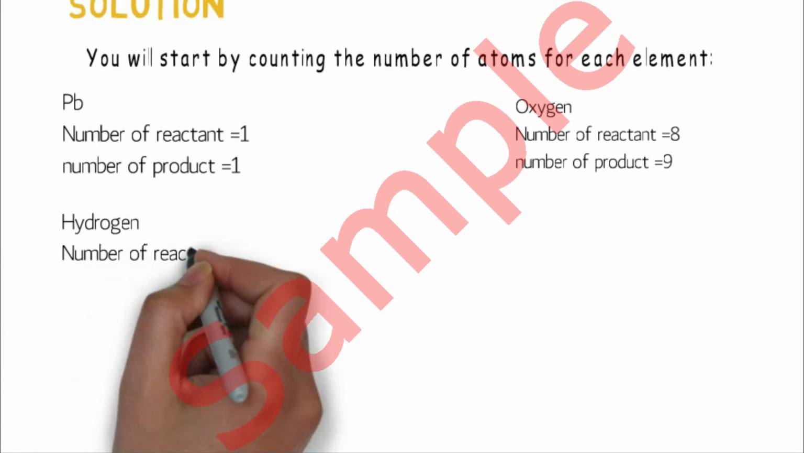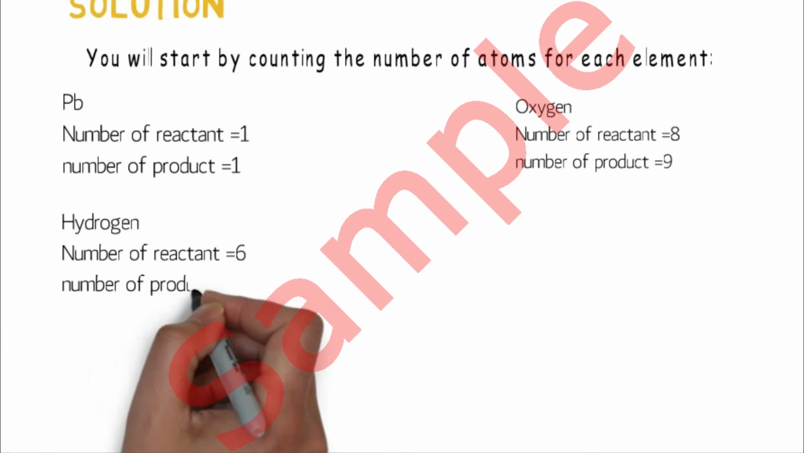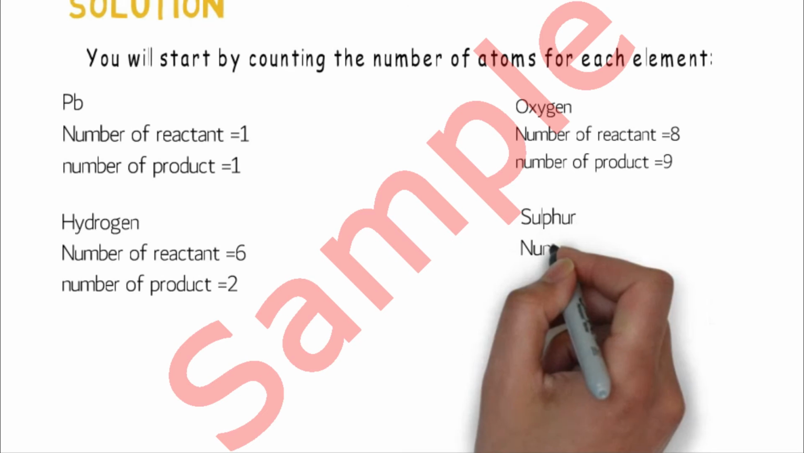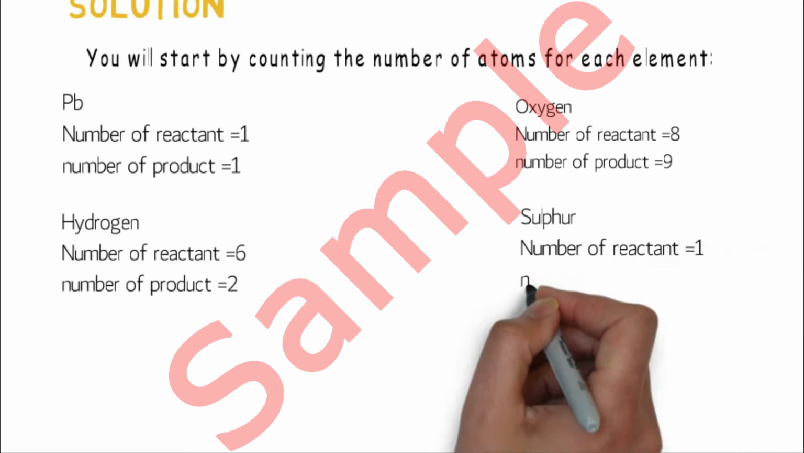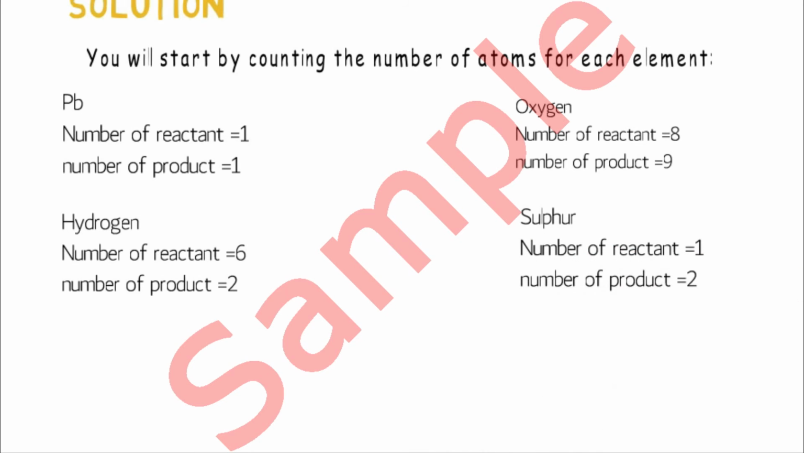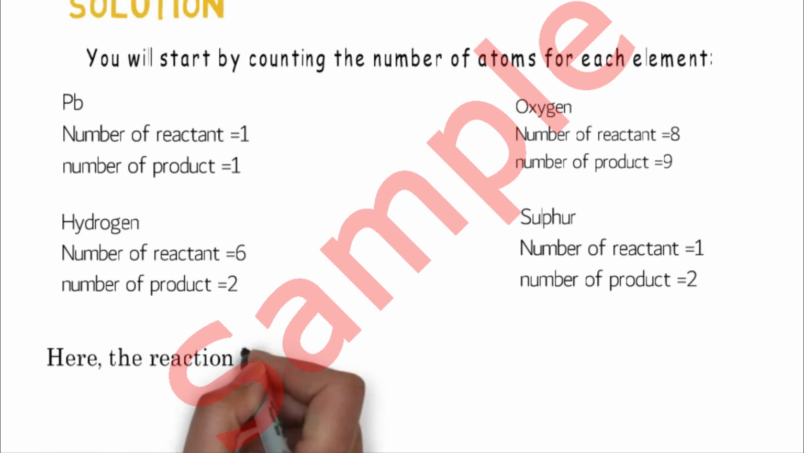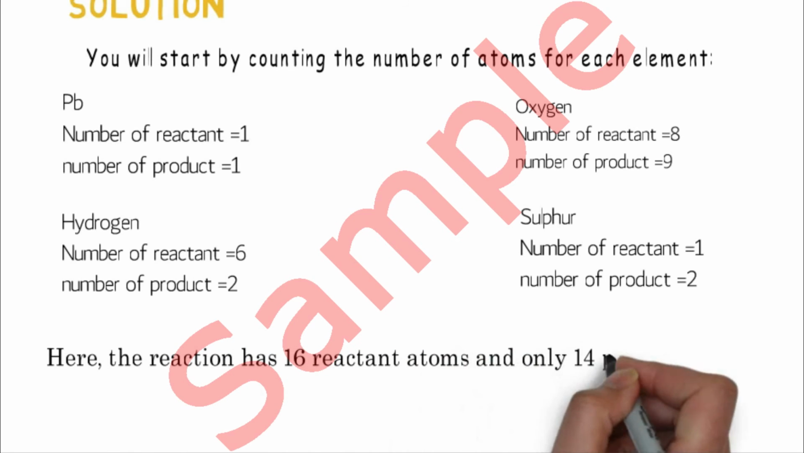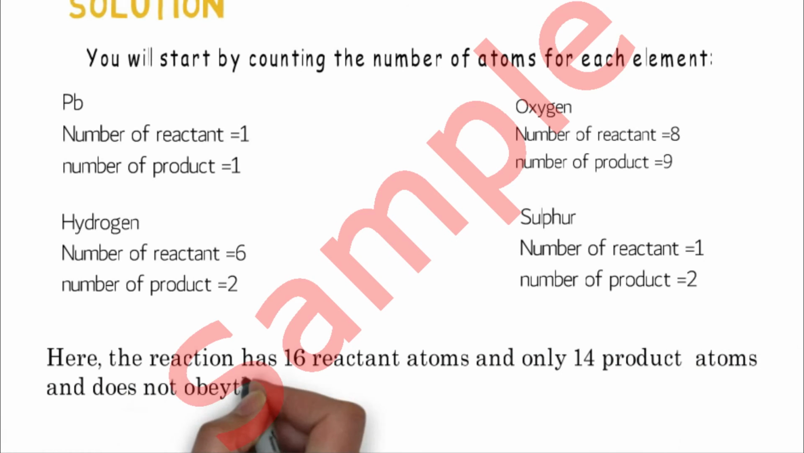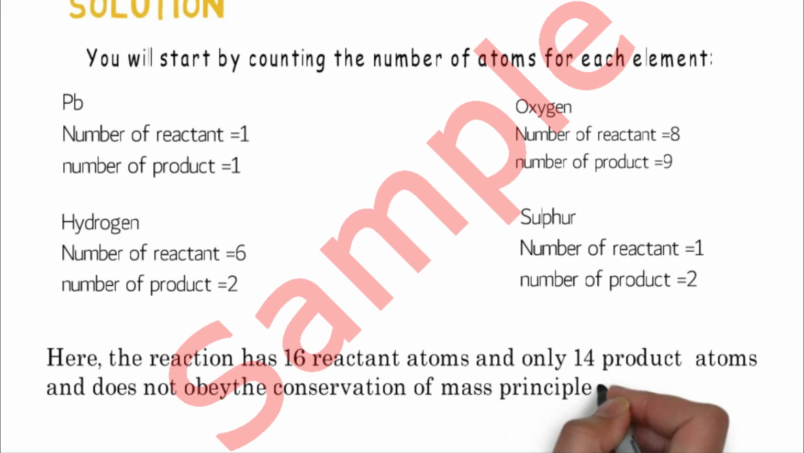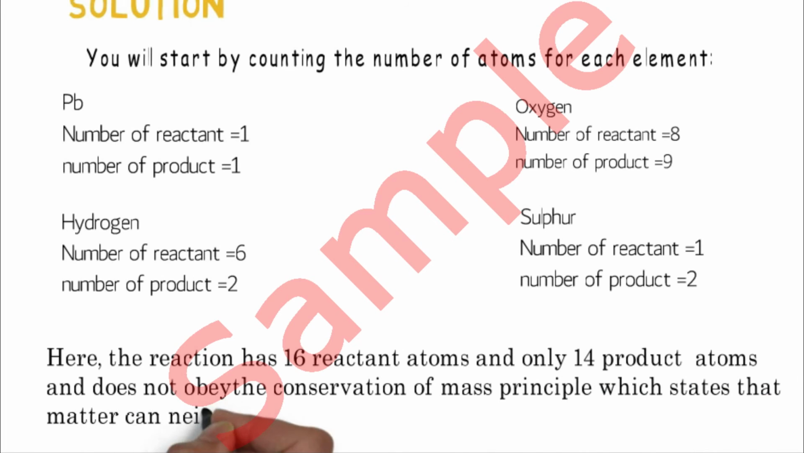Hydrogen: number of reactant equals 6, number of product equals 2. Sulfur: number of reactant equals 1, number of product equals 2. The reaction has 16 reactant atoms and only 14 product atoms and does not obey the conservation of mass principle, which states that matter can neither be created nor destroyed.